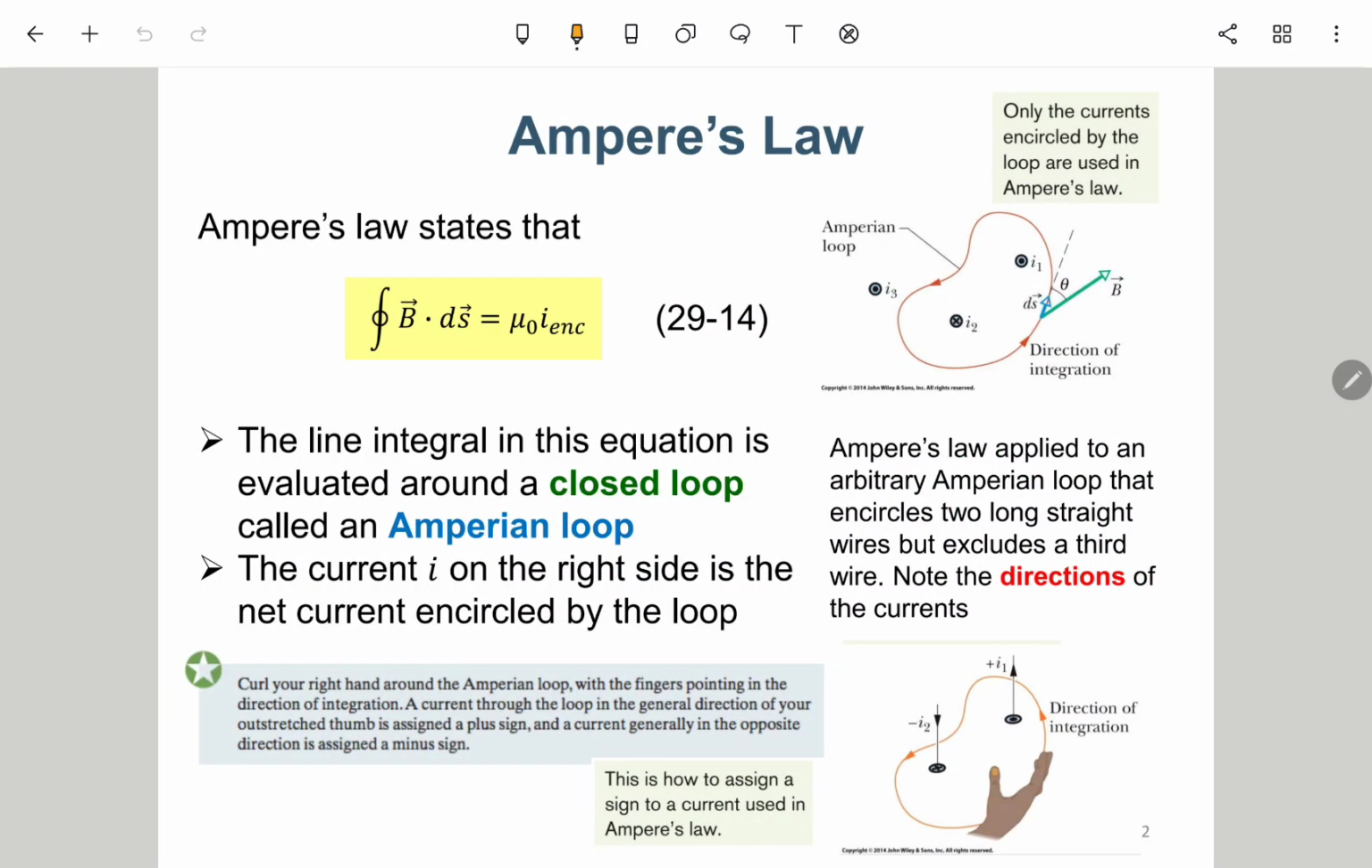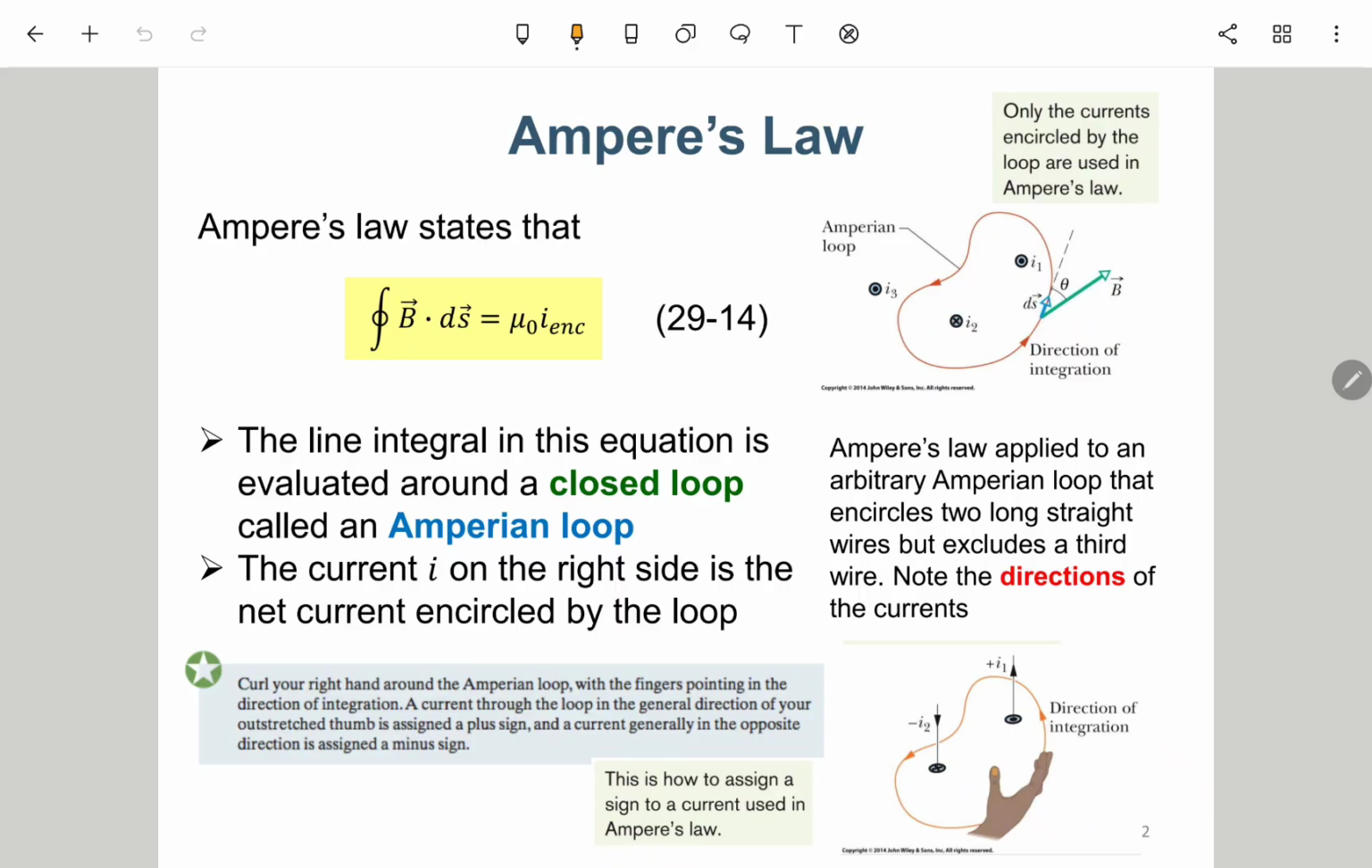Now this part is Ampere's law. This is the second law in the Maxwell equations we learn. The last one was the Gauss law in chapter 23, so this is the second one. This one is about the B field, how to calculate the B field.